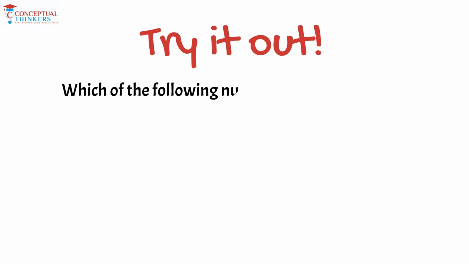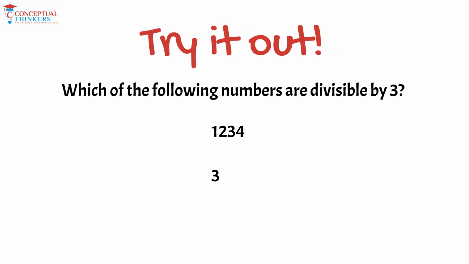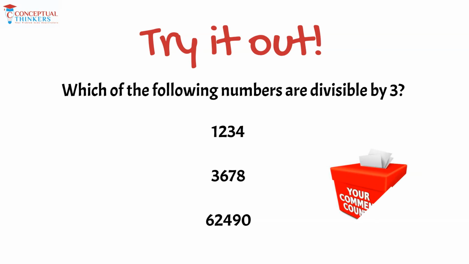Let's try to put what we know about divisibility test 3 into practice. Which of the following numbers are divisible by 3? 1234, 3678, 62490. You can share your answers in the comment box below.